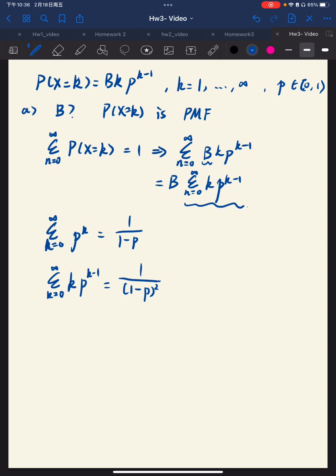And now we substitute this result here as b times 1 over (1 minus p) squared equals 1. Then b is equal to (1 minus p) squared.